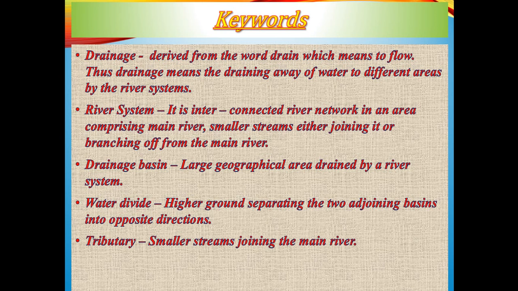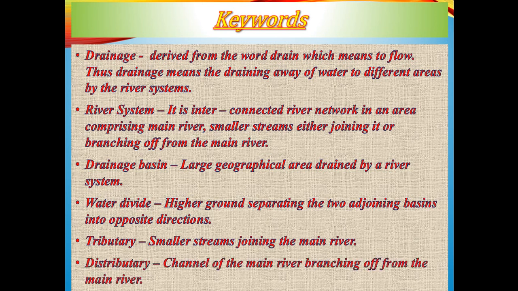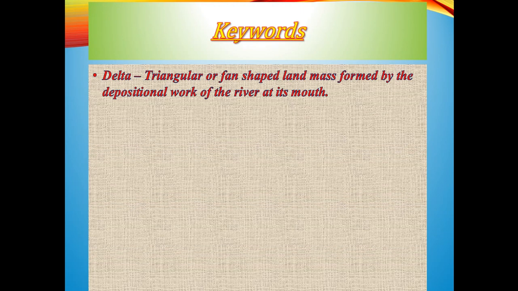Next, tributary, a smaller river or a stream that joins the main river. Distributary, the channel of the main river that branches off from the main river. Next, delta. We have studied it in the previous chapter also. It is a triangular or fan-like structure formed by the excessive deposition done by the river near the mouth, that is delta.